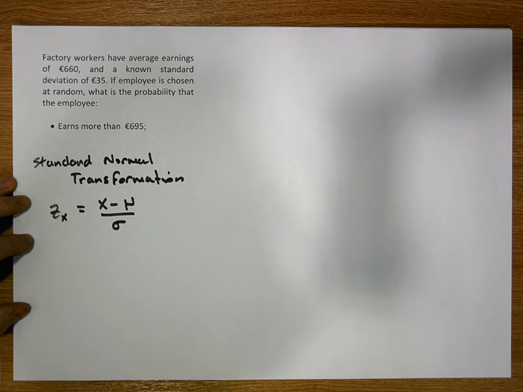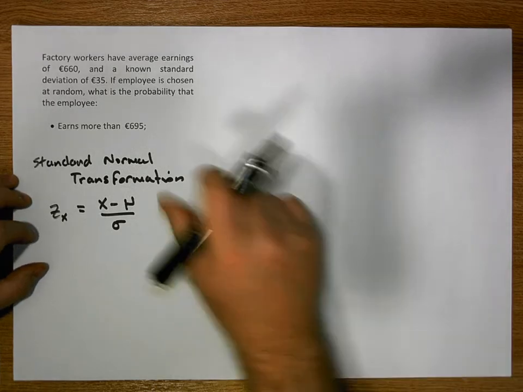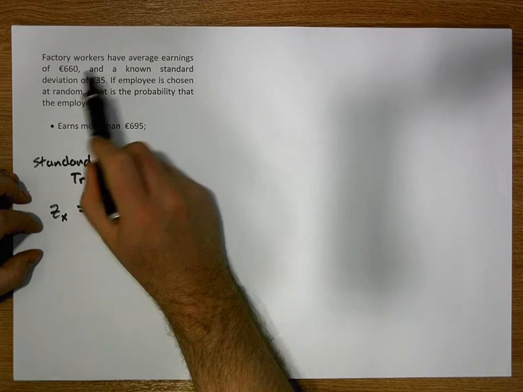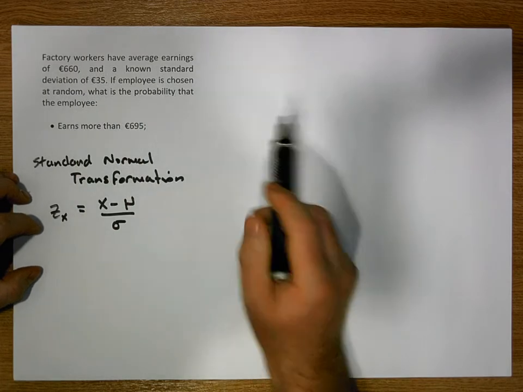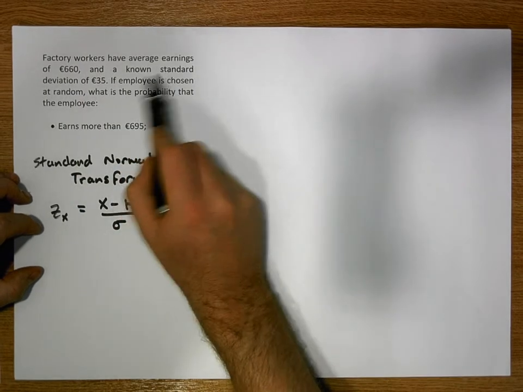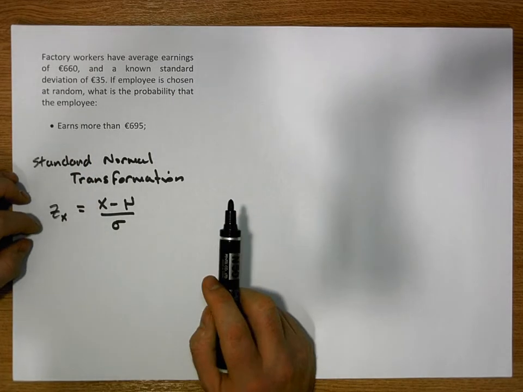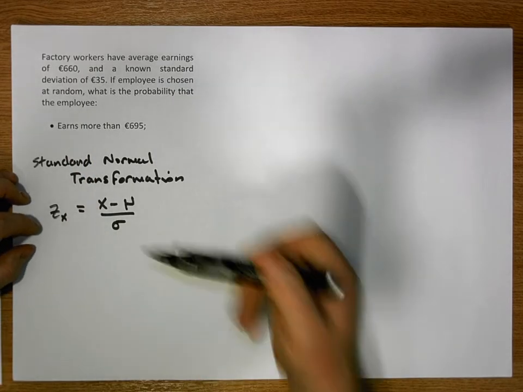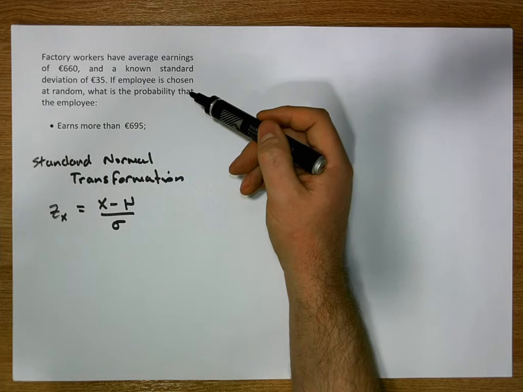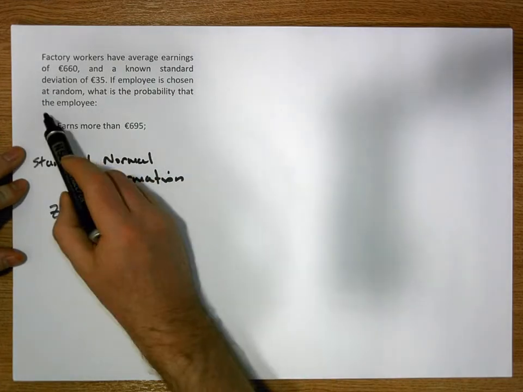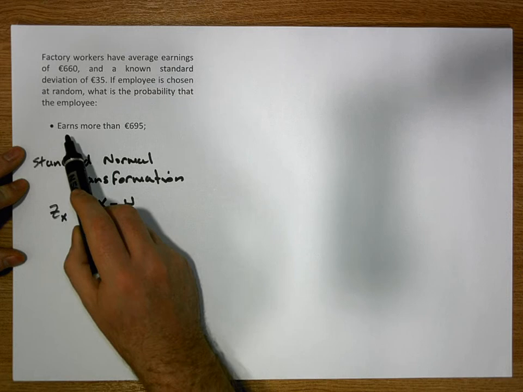Let's have a look at a particular scenario. Factory workers have average earnings of €660, and the standard deviation associated with those earnings is €35. If we randomly select an employee from this population, what is the probability that that employee earns more than €695?